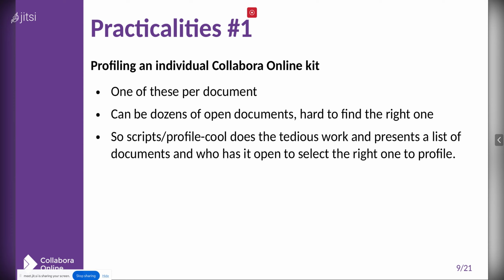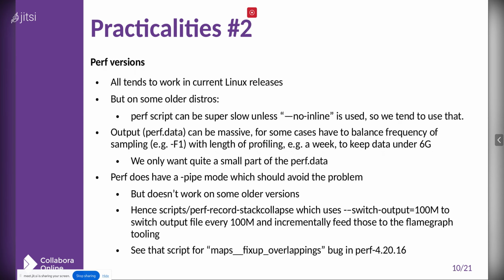So that's done weekly in the QA calls and in the cool calls when we're testing Collabora Online, and we're doing profiles of that. So it's running that script and getting these flame graph outputs. What I've shown works in all the current Linux releases. It's just straightforward, just Linux perf record and perf script.